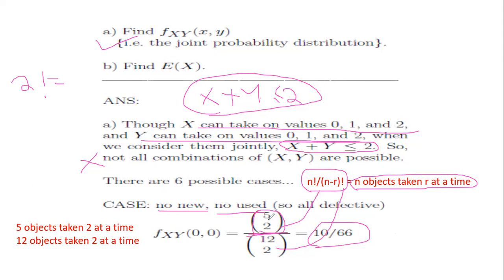This is simple. You just calculate it. 5, 2, 12, 2. I'll just show you one. 5, 2, 3, 5, 2. What is that?